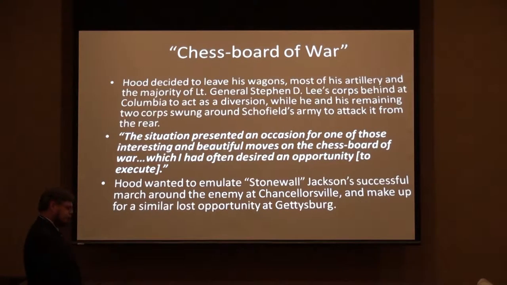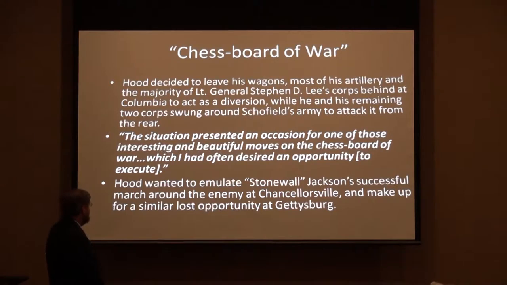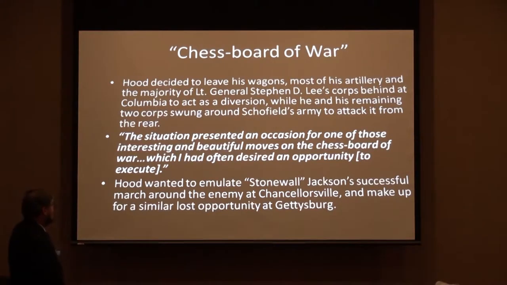Now it becomes a chessboard of war. Hood decided to leave his wagons, most of his artillery, and the majority of Lieutenant General Stephen E. Lee's corps behind at Columbia to act as a diversion, while he and the remaining two corps swung around Schofield's army to attack it from the rear. That's why I give you that vocabulary. Now it makes a little more sense what I'm talking about with corps and armies and divisions and so on.